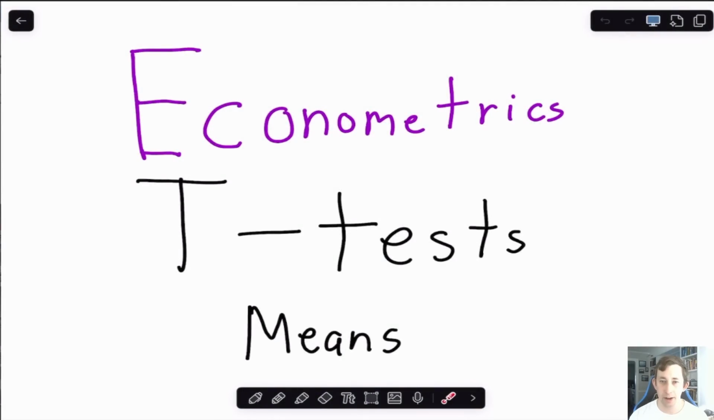Today I'm going to keep talking about econometrics. I'm going to keep talking about hypothesis testing. Today I'm going to talk about the t-test, specifically the t-test of means.